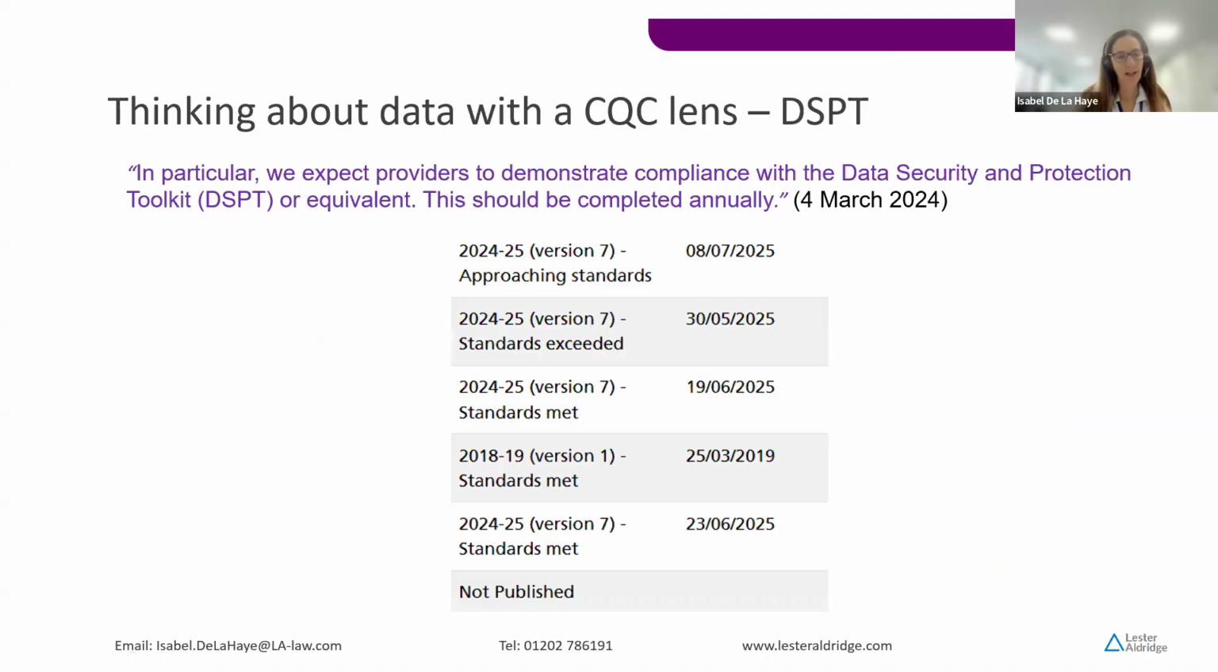So when a search is done on the DSPT's website, you can see what version of the standards the organization has met. You can see, for example, at the top there, approaching standards, which means that they're on their way. And the date on the right-hand side is their last publication date. You can see all the way down there. You've also got standards exceeded, where the organization has a current Cyber Essentials Plus certification as well.